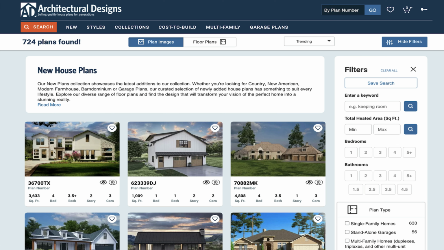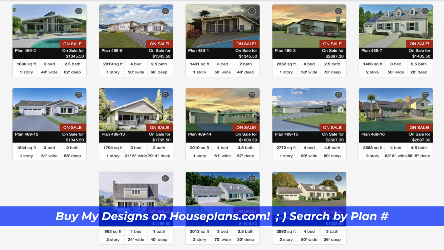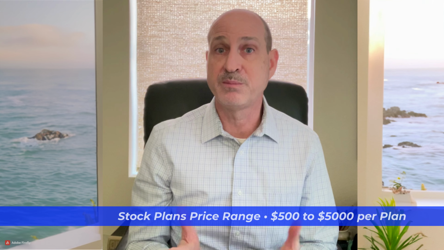The upside is saving time and money because the stock plan provides the completed design. With the stock plan route, there is no going back and forth with a residential designer or architect. You select a design from the stock plan market that satisfies your needs and tastes. Prices for stock plans range from a few $100s to several thousand per plan.